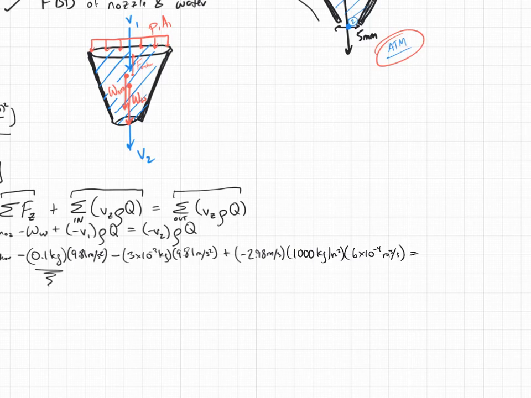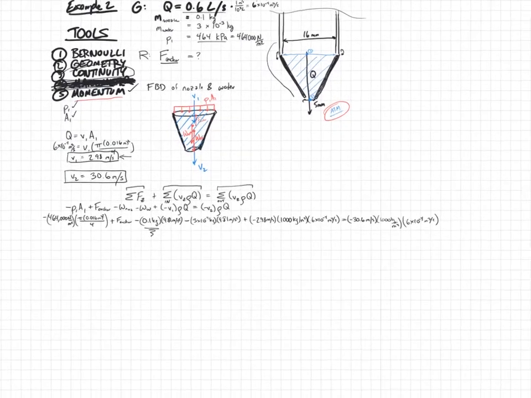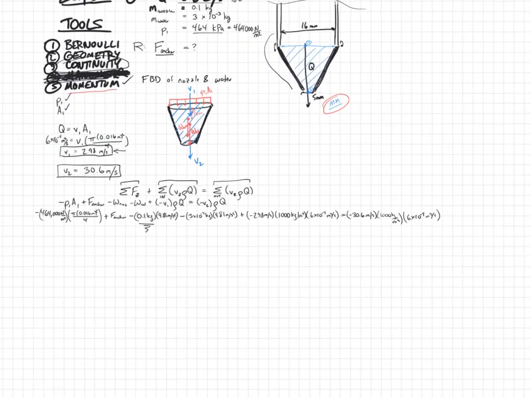CMS equals, and here is negative V2, right? Negative 30.6 meters per second. Rho, again, is 1,000 kilograms per meter cubed. And 6 times 10 to the negative fourth cubic meters per second, CMS. All right, so that big, long, nasty equation. All right, so we're going to get with F anchor. Okay, I'm going to bring that one out front.